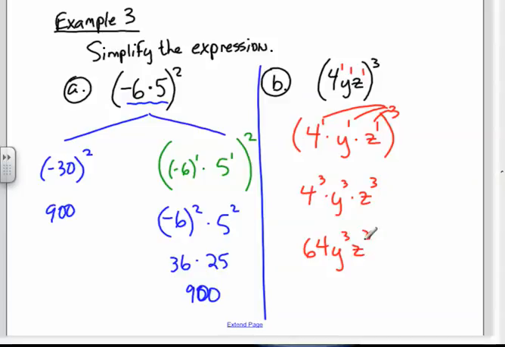And that's as simple as I can make it until they give me some values for y and z. I could simplify it more if I knew that. But since I don't, that's the way we leave it. All right? Good job, guys.